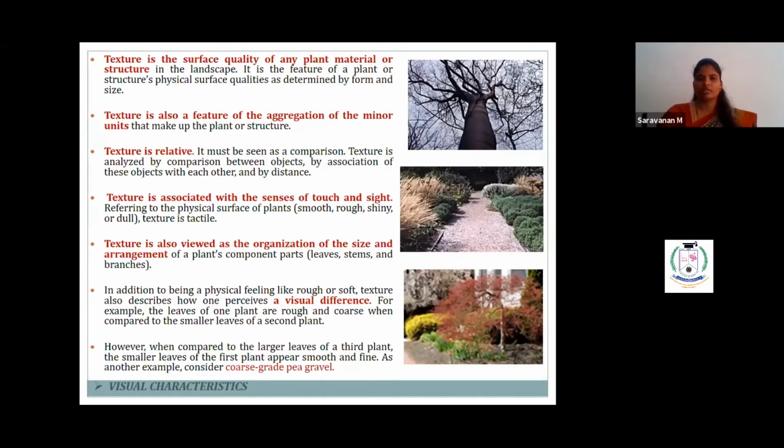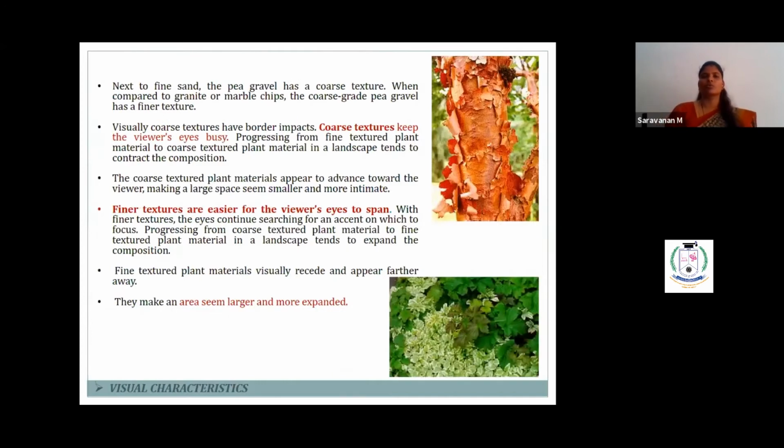So that's it. And next, you find the difference in your sand also, in the way the sand is being used. Some sands are different, and finer textures are easier for the viewer's eye to span. Then they make the area seem to be larger and more expanded. Fine texture plant materials visually recede and appear farther away.